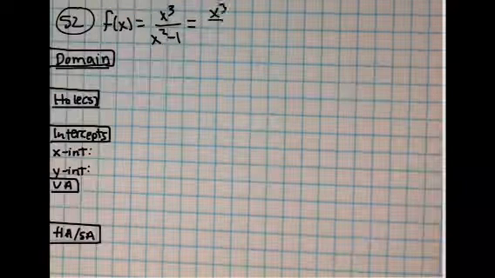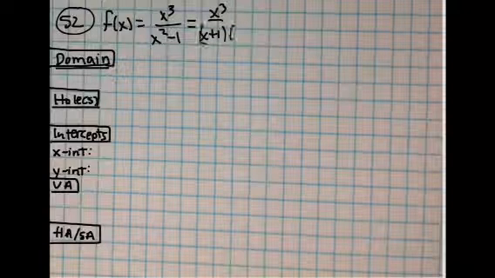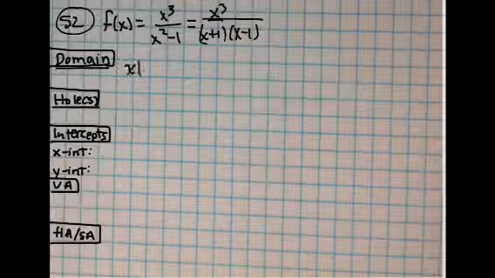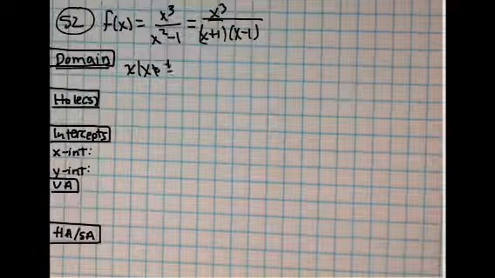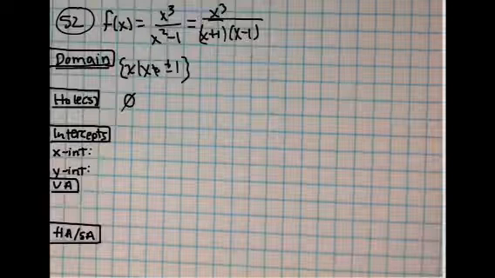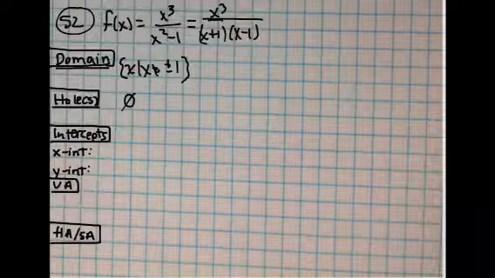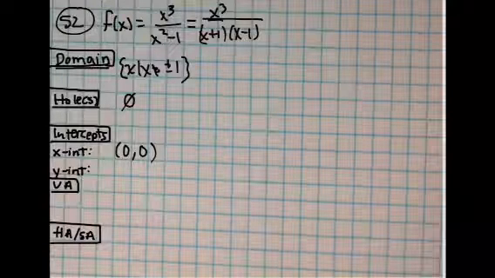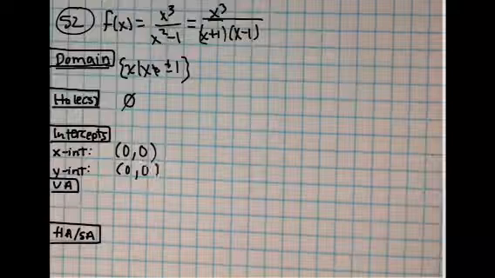For number 52, we're going to factor the denominator, so that gives you x plus 1 times x minus 1. So the domain is x such that x cannot equal plus or minus 1. There are no holes here because there's no common factor in the numerator and denominator. The x-intercept is 0, 0, because that's what makes the numerator 0. X cubed is by itself, so what makes that 0 is 0. If the x-intercept is 0, 0, the y-intercept has to be 0, 0.